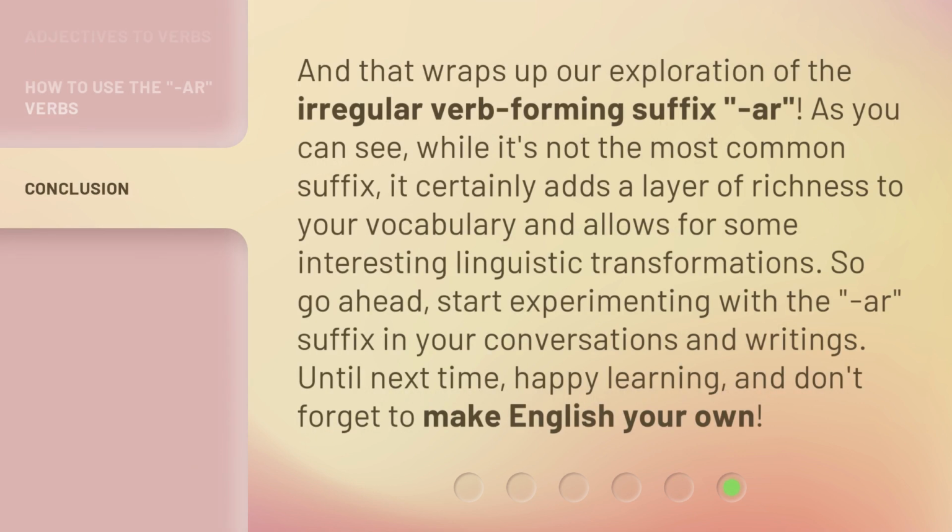And that wraps up our exploration of the irregular verb-forming suffix, AR. As you can see, while it's not the most common suffix, it certainly adds a layer of richness to your vocabulary and allows for some interesting linguistic transformations. So go ahead, start experimenting with the AR suffix in your conversations and writings.